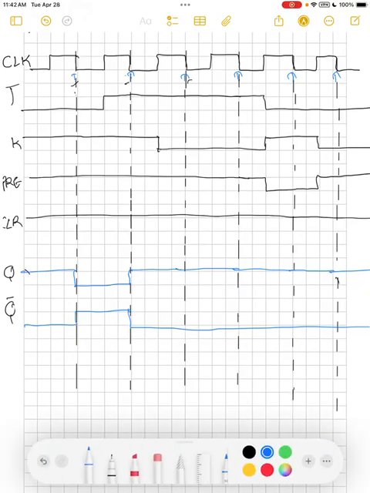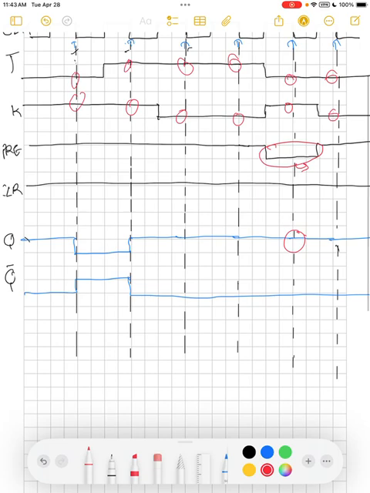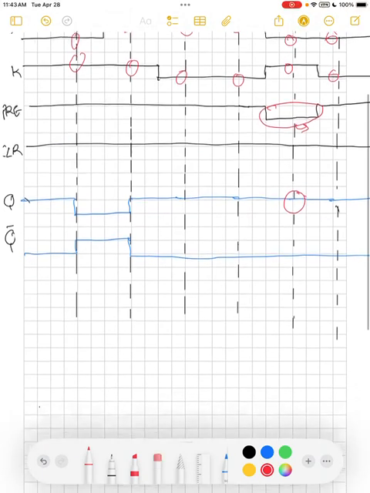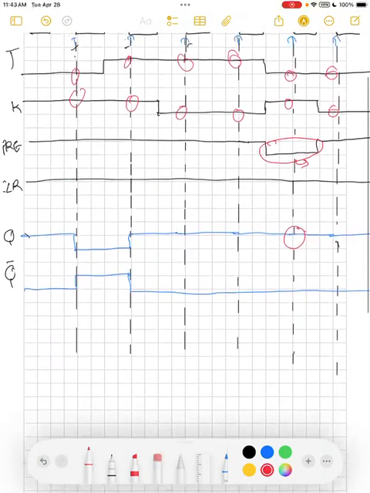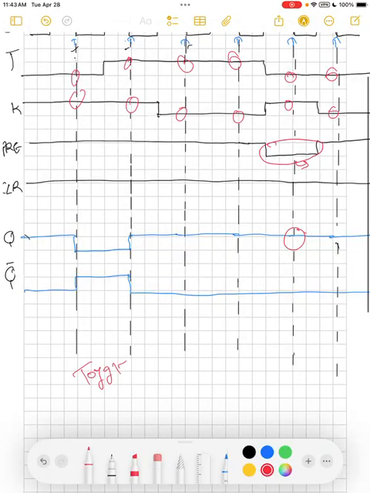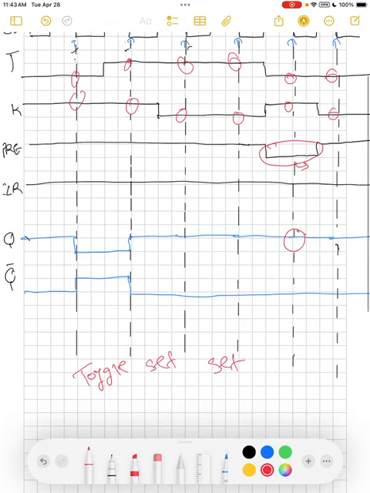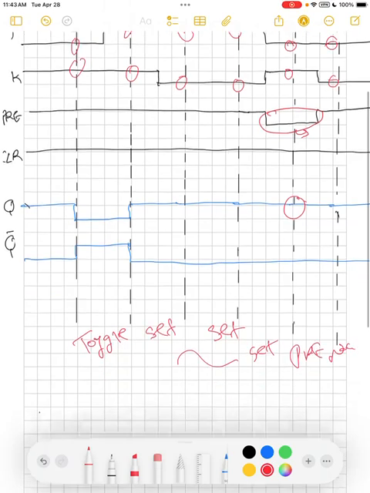So this is the PRE, because of the asynchronous input it goes to 1, and we have to keep looking for these points. So now this is toggle, set. This is no change. This is where PRE is active, and the set is no change.